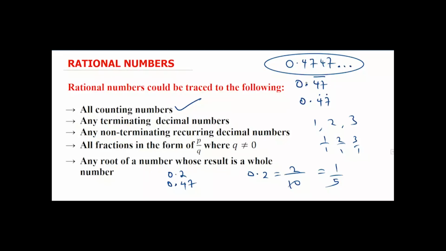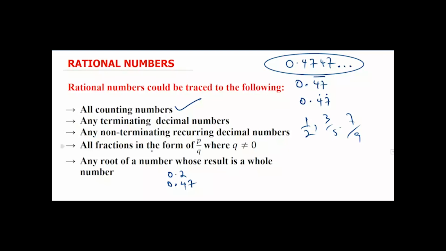Okay, so the next one will be all fractions in the form of P over Q. Take for instance 1 over 2, 3 over 5, 7 over 9, and so on and so forth. Fractions like this are referred to as rational numbers.